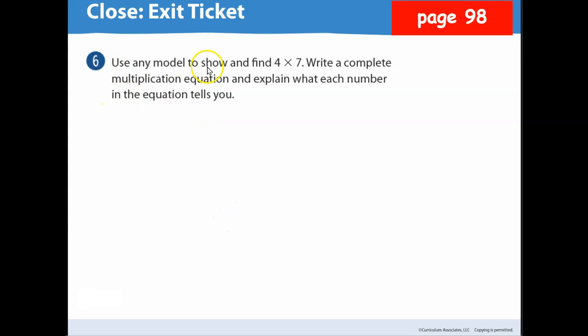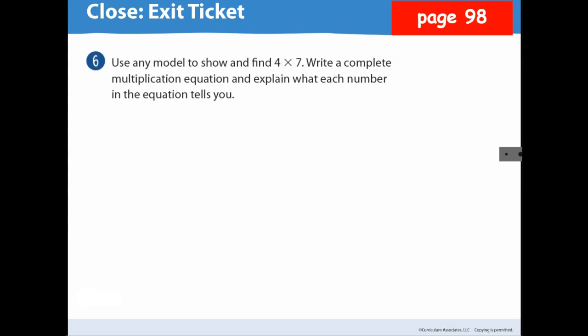It says use any model to show 4 times 7. I want you to do this one by yourself, number 6 on page 98. You could use the arrays, where you have columns and rows, or you can use equal groups, where you're drawing the little circles and put the same number of dots in each circle. Do that now.